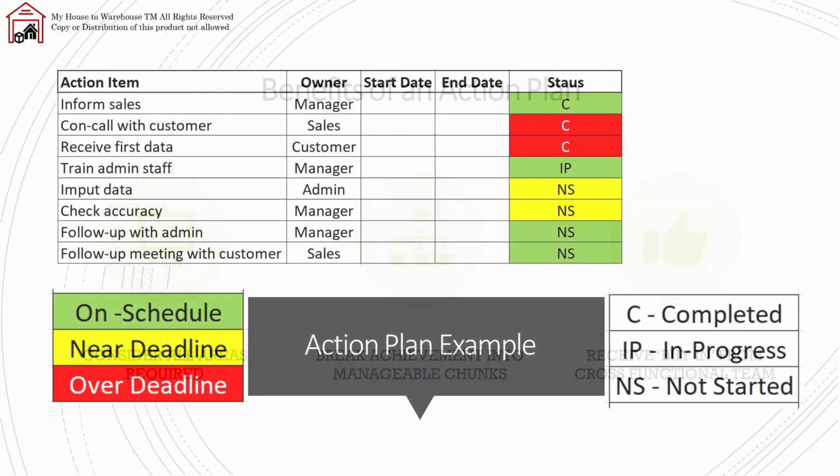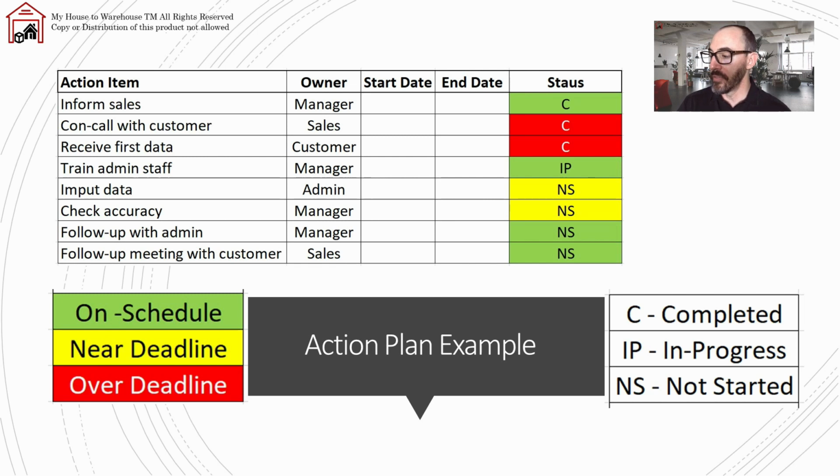Basic example that you may have seen include action items, owner, start date, end date, and current status. So this is a good framework to use. You can use color coding to indicate what the schedule is. It can be green for on schedule. If the deadline is nearing, you can highlight in yellow. Over deadline would be red. And then your status ones can be abbreviated for C completed, IP in progress, and NS not started. So you can see the different stages for talking to our customer.